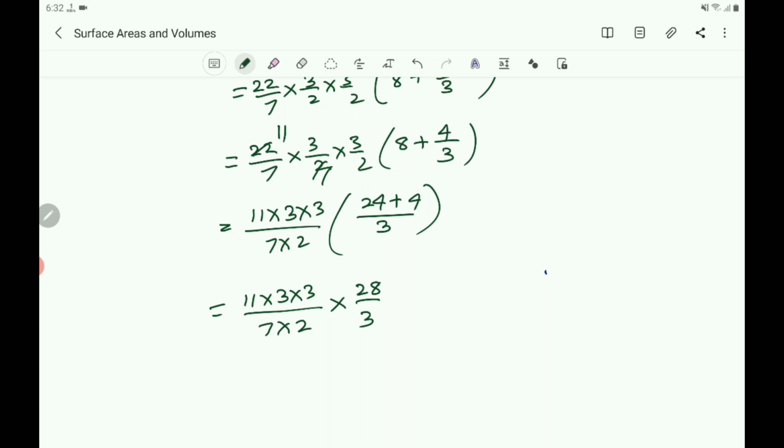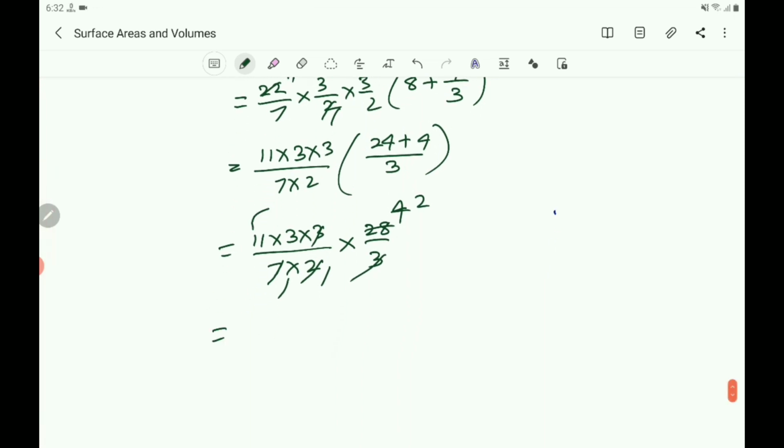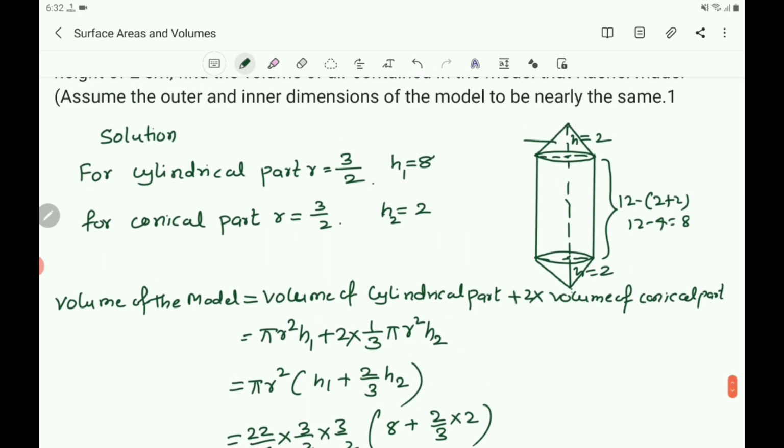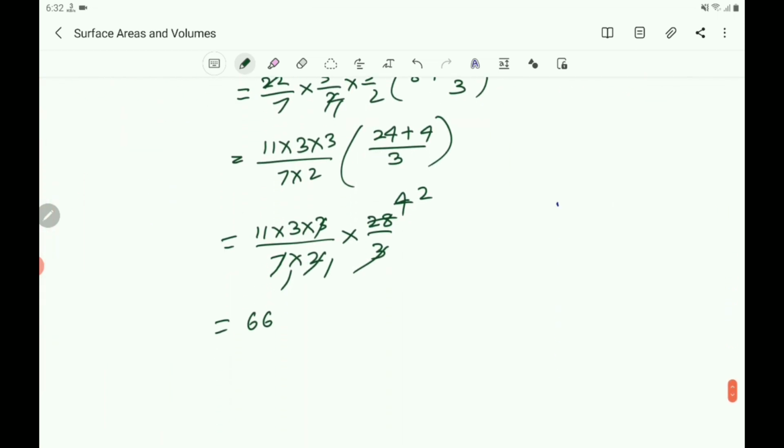28 by 3, you know that 7 1s are 7, 7 4s are 28, 2 1s are 2, 2 2s are 4, 3 3 cancels. Then what is remaining? 11 3s are 33, 33 2s are 66. 66, and here it is in centimeter. All are in centimeter. So write the unit cm cube.